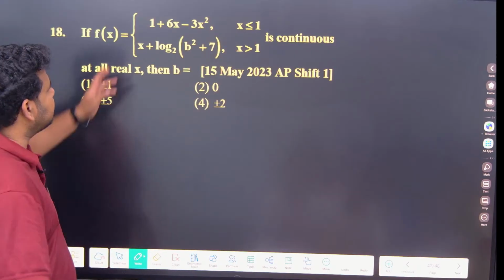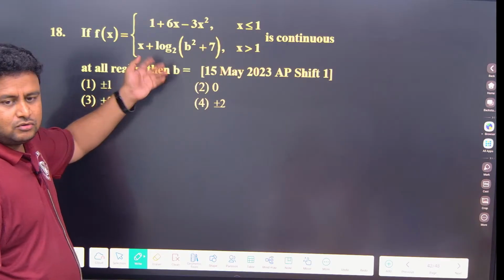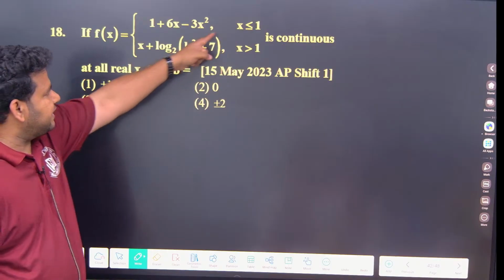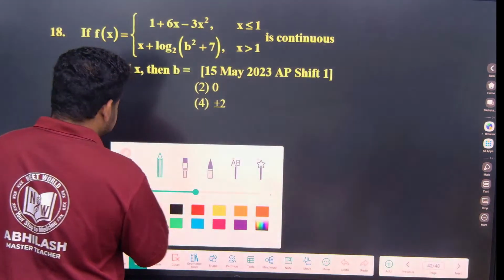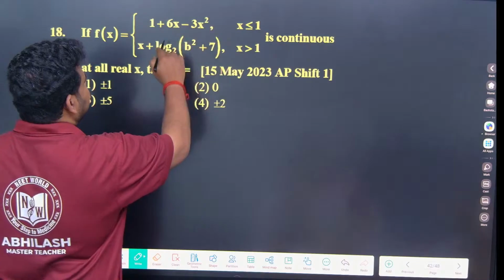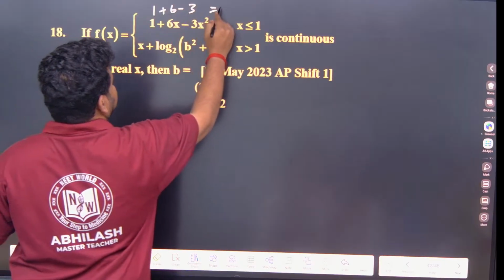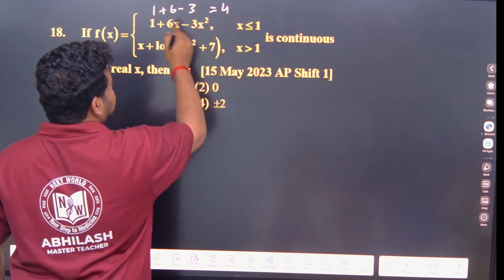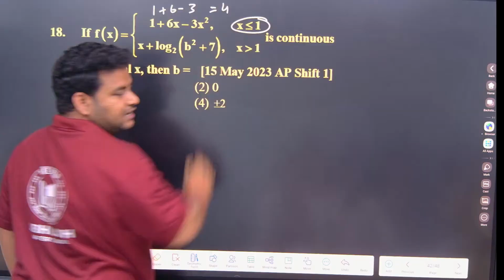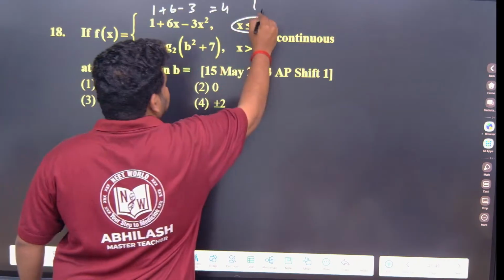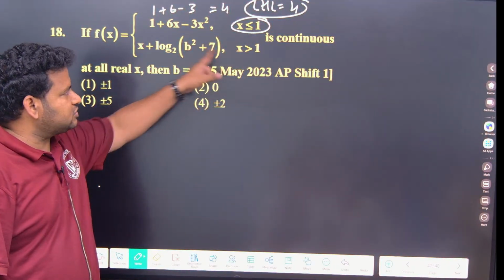Now look at this. They are telling it is continuous, which means the first thing we should do is LHL, RHL. LHL should be equal to RHL and should be equal to the functional value. Here x less than 1 will be the LHL. If I put the value of 1, what will I get? 1 plus 6 minus 3, that is 7 minus 3, which I will get as 4. So x less than 1 is the LHL, but x equal to 1 is the functional value. So LHL is equal to the functional value, that is 4. Both are the same. Now x greater than 1 should also come as 4.